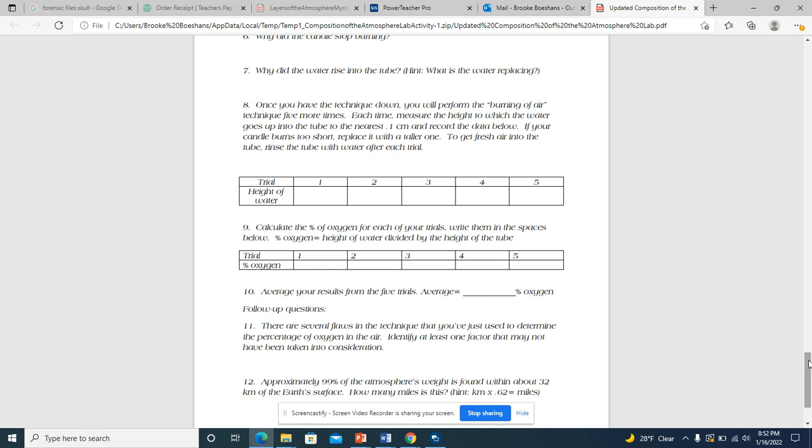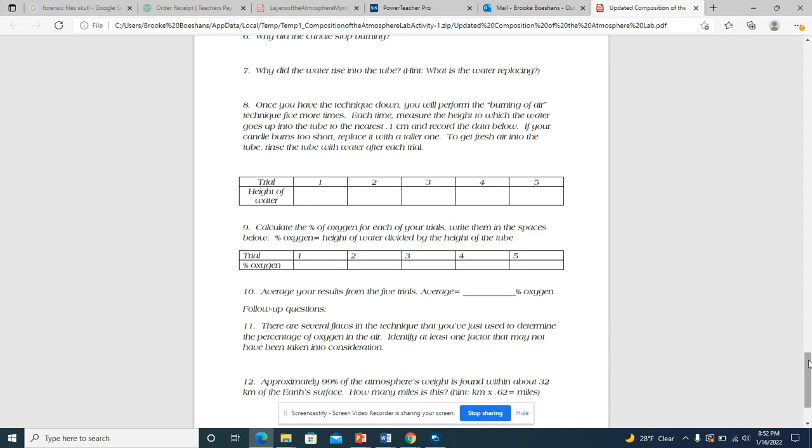To do number 9, how do you calculate the percent of oxygen? You would take your height of the water, so your height of your water for number 1, and you divide it by the height of the tube. And I think we decided the height of the tube was 20 centimeters. So everybody take your height of your water divided by 20 centimeters, and then you have to get it into a percent. So you have to take that number times 100 to get it into a percent.